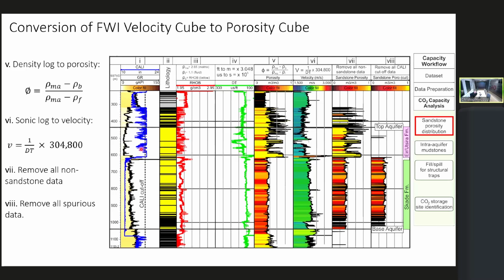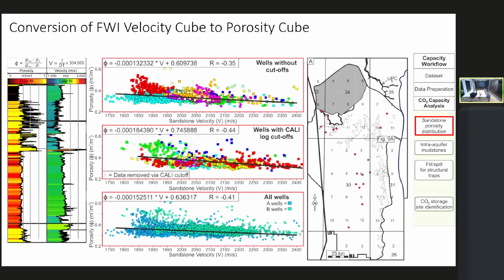So each different color represents a different well. And just to say, we're looking shallow, like I said, less than about 1,500 meters. So most of the wells in our area didn't contain both logs. In fact, it was only 17 wells that actually did contain both logs that could be used.